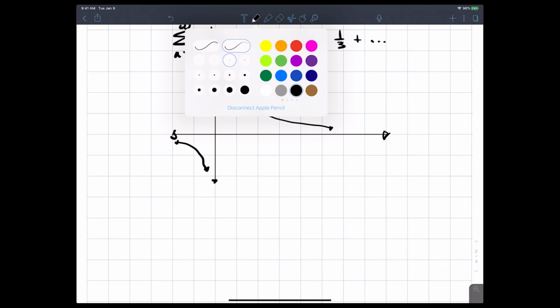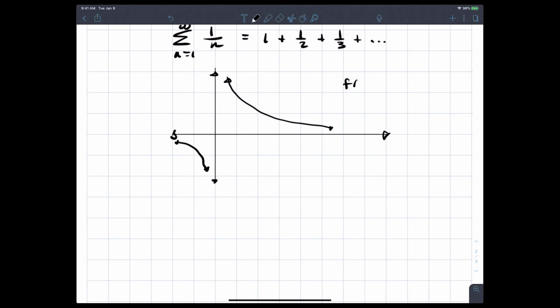However, in the function f of x being 1 over x, notice the important fact here is that it's decreasing. It's strictly positive, meaning it's above the x-axis, right? Decreasing, and it's continuous everywhere except 0. But it's continuous over the interval from 1 to infinity. So it has all the nice criteria that we're talking about.